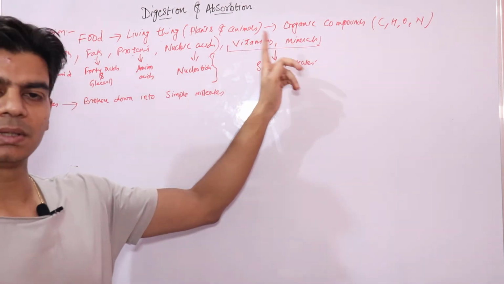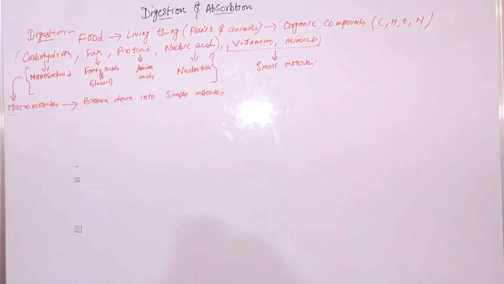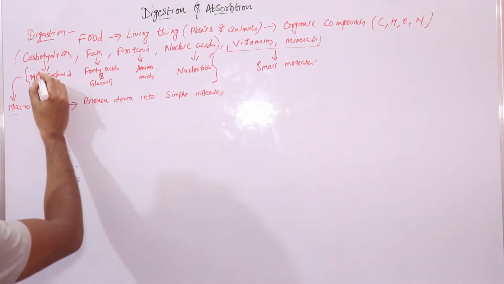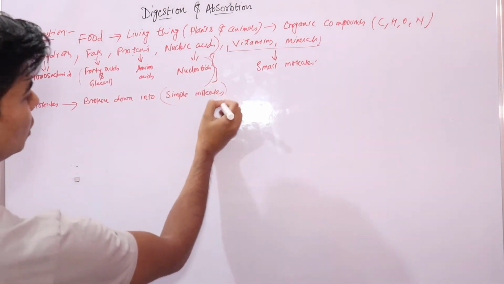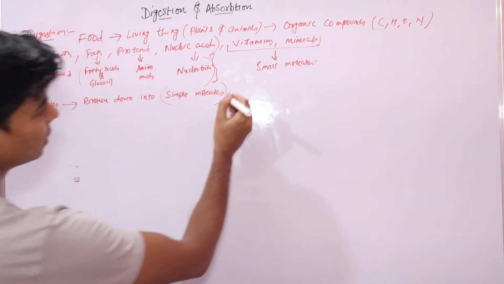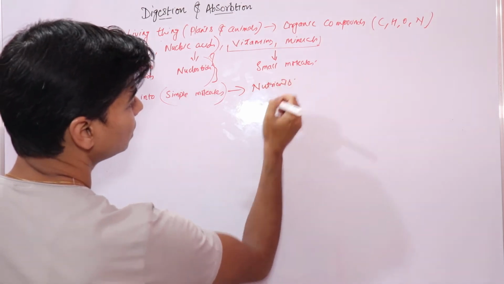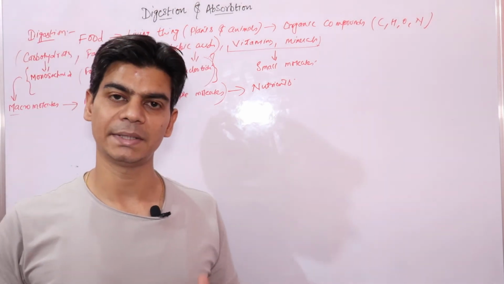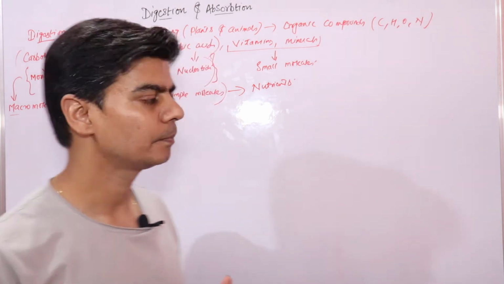can be absorbed. Vitamins and minerals can be absorbed directly by our body because they are small molecules. So we would be breaking down these molecules into small molecules. These small molecules, which are amino acids, nucleotides, fatty acids and monosaccharides, are the nutrients. We call these nutrients. So food provides us nutrients by the process of digestion, and these nutrients are absorbed by our body.